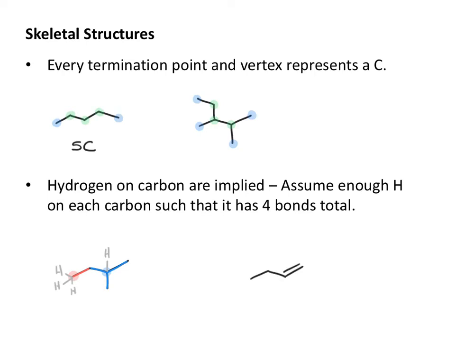Don't let double bonds throw you off. So for example, if we have this molecule here and you're looking at the carbon that I've highlighted, we want that carbon to have 4 total bonds. Here's 1 bond. This sigma bond makes the 2nd bond. The pi bond is the 3rd bond, so there must be 1 implied hydrogen.